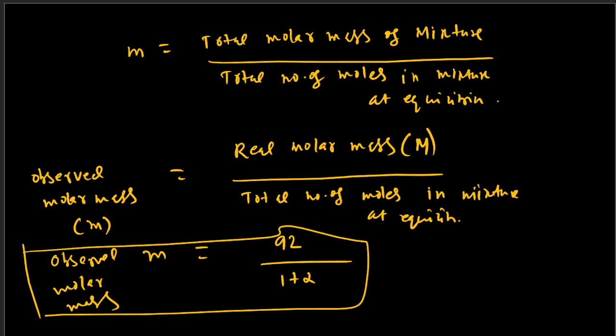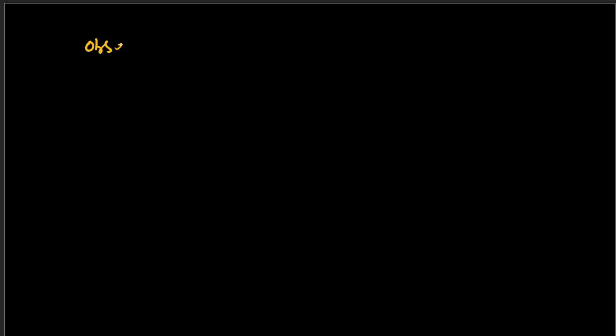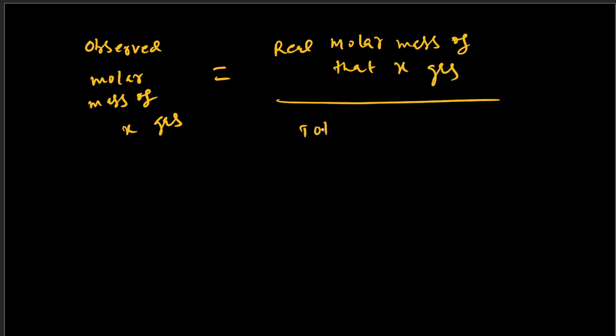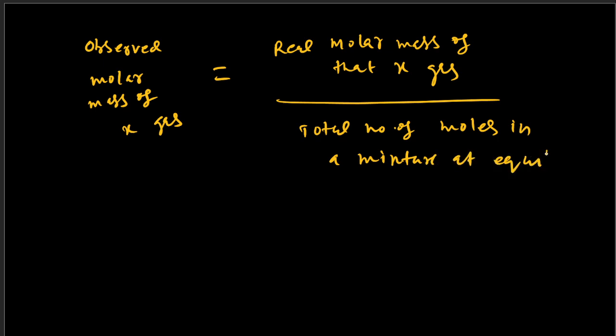So if asked for the observed molar mass of any gas, that is equal to the real molar mass of, suppose, X gas, divided by the total number of moles in the mixture at equilibrium. So this we can represent as m.